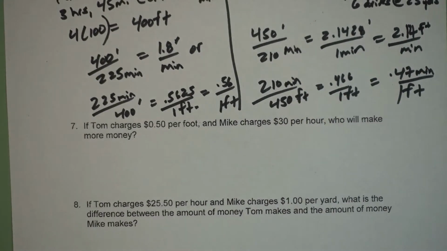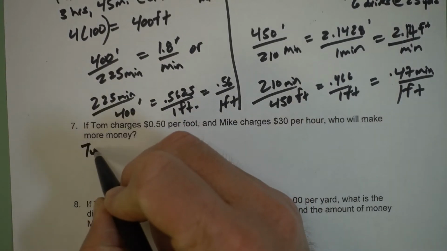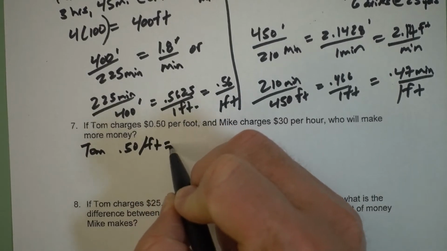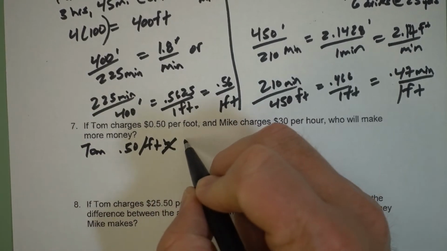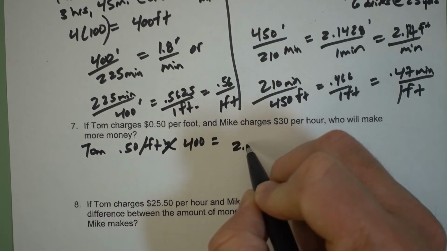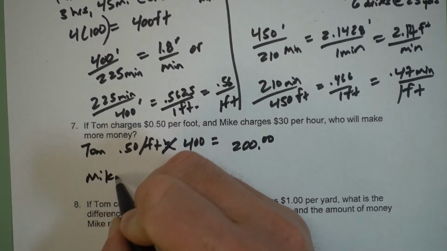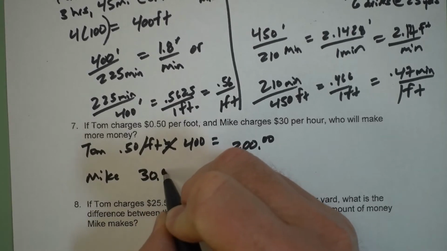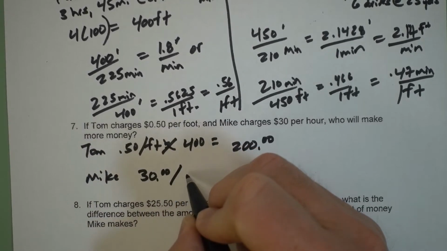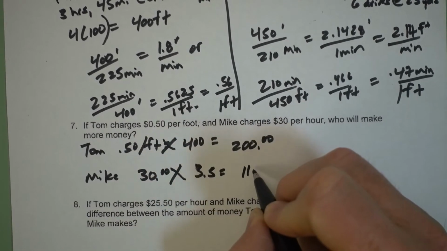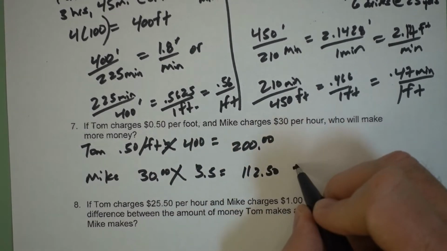If Tom charges 50 cents per foot and Mike charges $30 per hour, who will make more money? Tom is 50 cents per foot. Let's see, Tom's 400 equals $200. Mike is $30 an hour times 3.5 equals $112.50 earned.